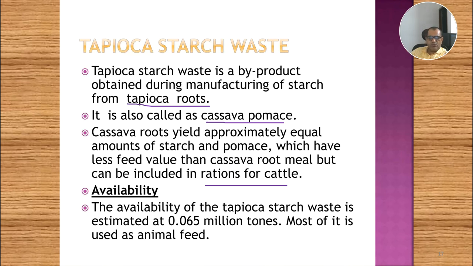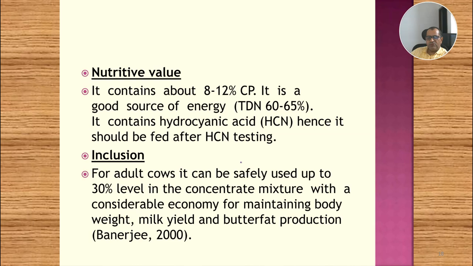Most of the availability of the tapioca starch waste is estimated to be 0.065 million tons every year, and most of it is used as animal feed. The nutritive value is 8 to 12% crude protein. It's a good source of energy because it is digestible up to 65%. But it contains hydrocyanic acid, HCN.